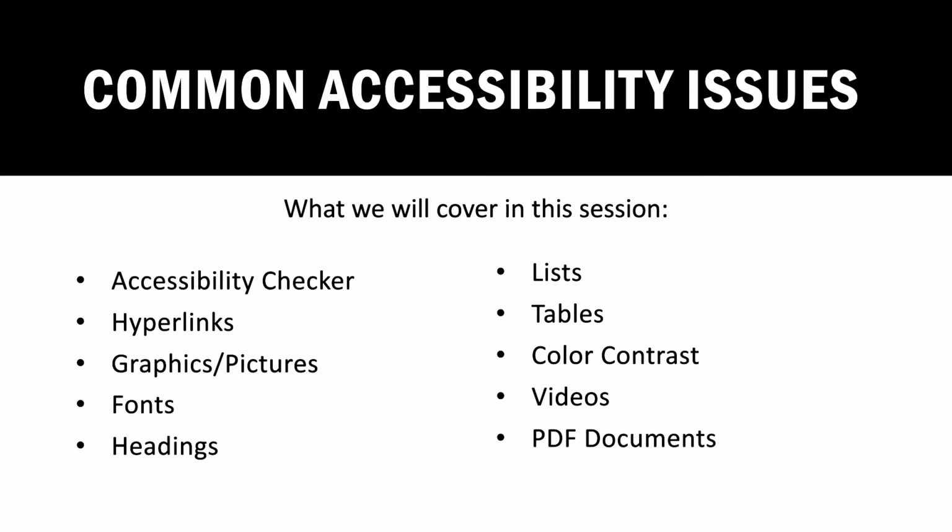We will look at the built-in accessibility checker within Microsoft Office. We will look at how to make a hyperlink accessible. We will talk about adding alternative text to graphics and images. We will look at accessible fonts, headings, lists, tables. We will also view color contrast and talk about the appropriate contrast that is needed. We will discuss how to make your videos accessible. And finally, we will look at creating and editing PDF documents to make them accessible.